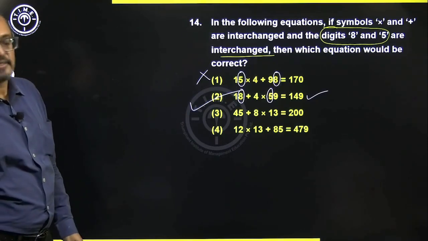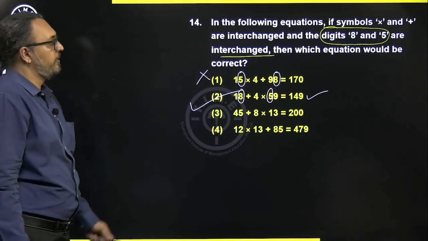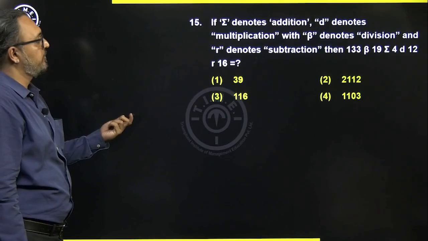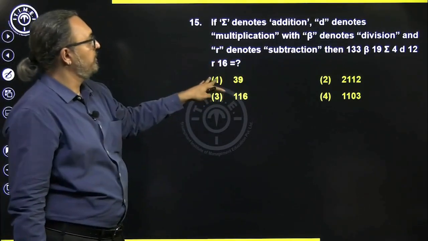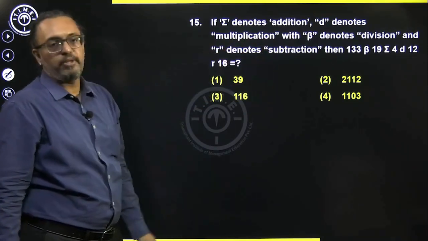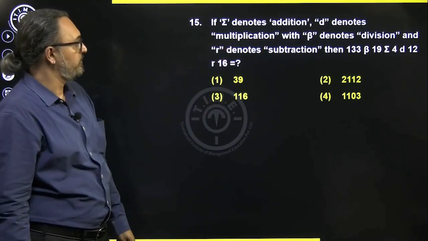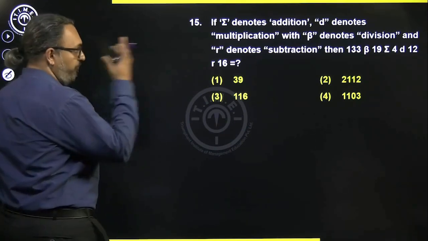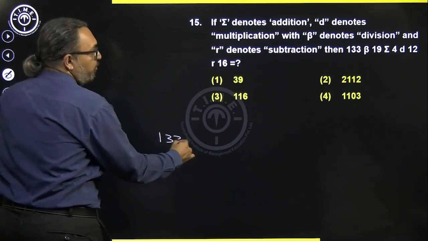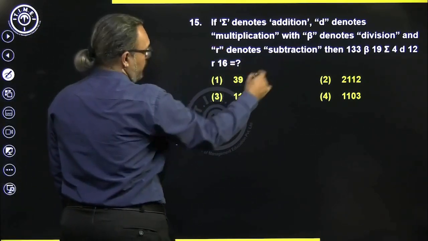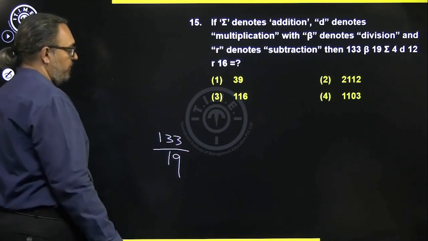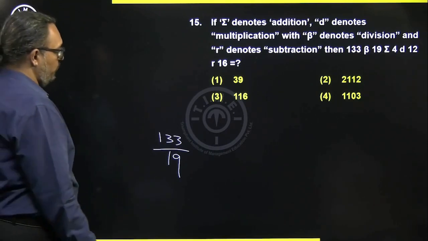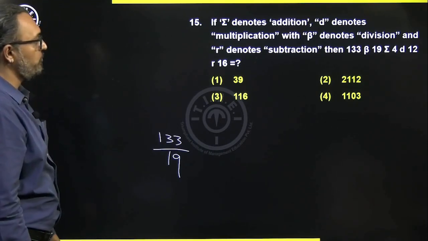Are you understanding this? Okay. Next. Yeah, you have an expression again with some symbols. You need to replace and see what is the value you are going to get. Okay. So let's see. So we have 133 beta. Beta denotes what? Division. So divided by 19. Okay. So how much is this? We need to check.